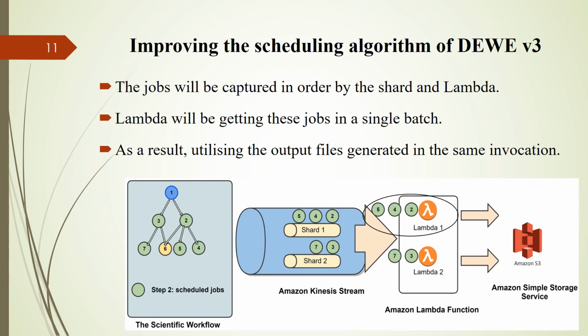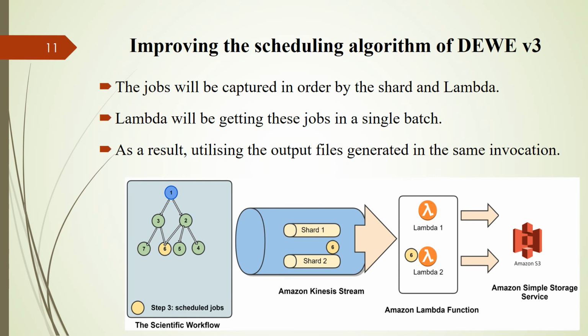Afterward, Lambda will immediately get these jobs in a single batch, and they will be executed sequentially inside the Lambda invocation, where job 2 should be executed before jobs 4 and 5 because the schedule must respect the dependency constraints of the workflow. As a result, the improved algorithm avoids transferring the output files generated from job 2, since jobs 4 and 5 will use these files in the same function invocation. And the same for jobs 3 and 7, which are scheduled on the same shard to run in the same Lambda function invocation. Job 6 is not scheduled because it has two predecessor jobs, which are 2 and 3.